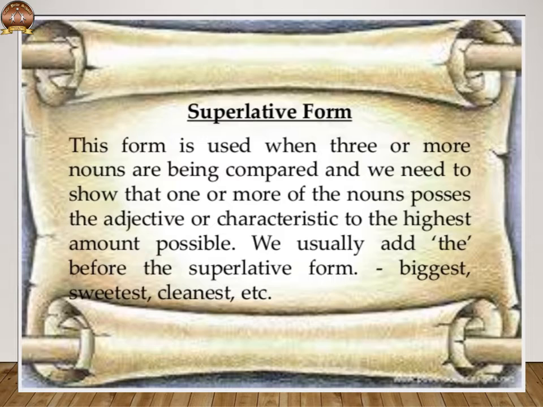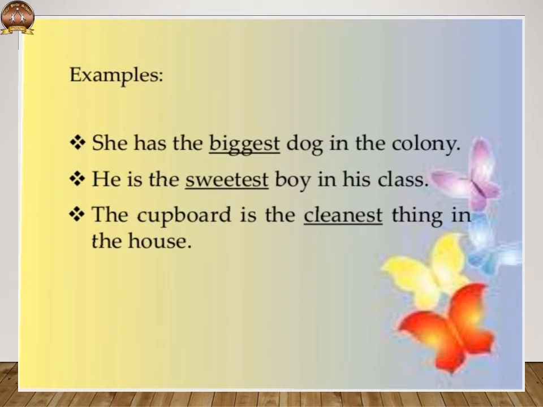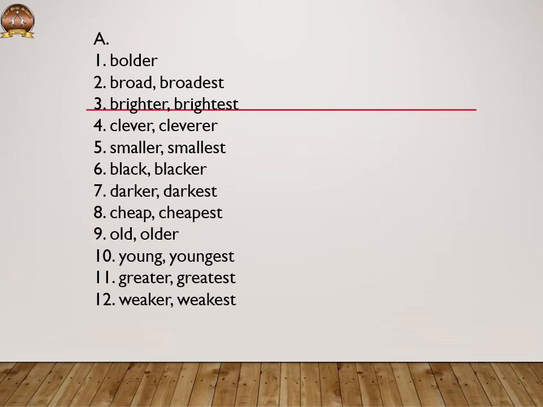And then the superlative form. This form is used when three or more nouns are being compared and we need to show one or more of the nouns possess the adjective or characteristic in the highest amount possible or the least amount possible. We usually add the before the superlative form. Always remember, this is how you identify. There is than in comparative sentences, and in superlative sentences you will find the. And how do we make them? By adding est and most.